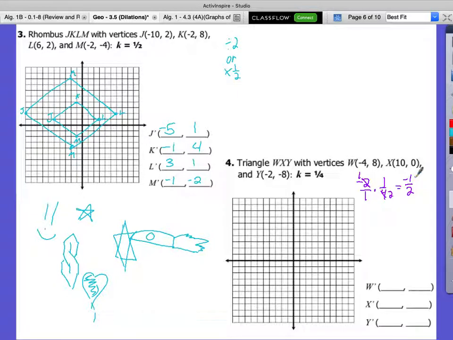Now, if it's -1/2, would I go all the way a full square? Or do I go half a square? Okay. No.